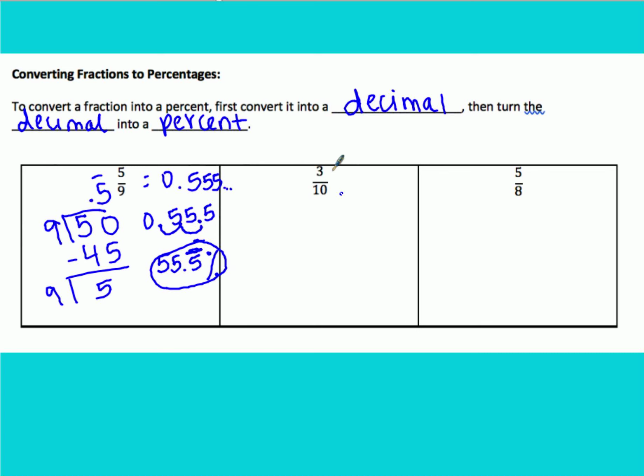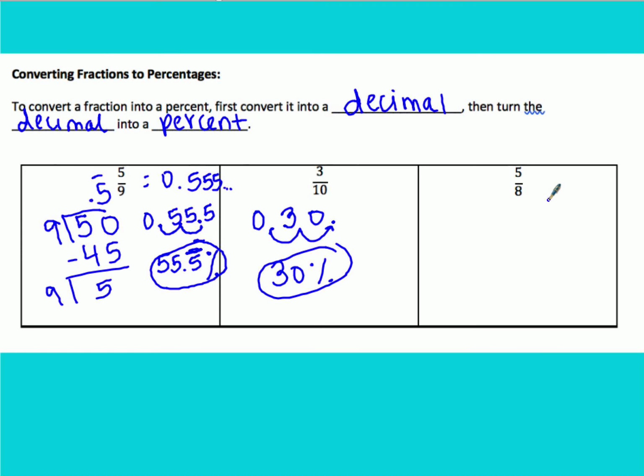In the next example, we have 3/10. So 3/10, remember, we could just remember, well, if I put 3 in the tens place, that makes 3/10. If you forgot, you could always use your long division. And then if we want to change 3/10 into a percent, we move our decimal 2 spaces to the right. Here's our decimal point. Fill in that 0. So we made the number 30, and then we add our percent sign, and we're done.